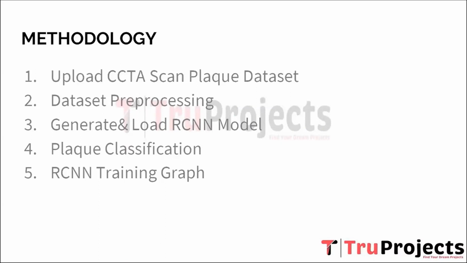Second, dataset preprocessing. After uploading the CCTA scan plaque dataset, the next stage involves preprocessing the images. Preprocessing techniques are applied to ensure that the images are in a standardized format and ready for training. Common preprocessing steps may include resizing the images to a consistent resolution, normalizing pixel values, and removing any artifacts or noise that could affect the model's performance.